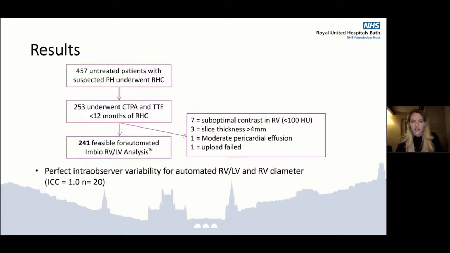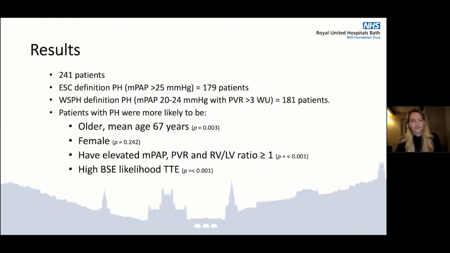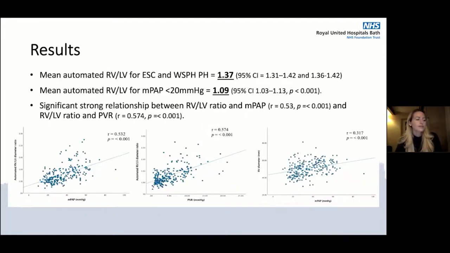241 feasible patients were identified. Intra-observer variability for automated RV-LV ratio was perfect. Patients with pulmonary hypertension were more likely to be older, female, have high BSC likelihood TTE, an elevated RV-LV ratio, and elevated hemodynamic metrics. The mean automated RV-LV ratio for patients with pulmonary hypertension was 1.37, significantly higher than the 1.09 mean for those with a mean pulmonary arterial pressure of less than 20 millimeters of mercury.